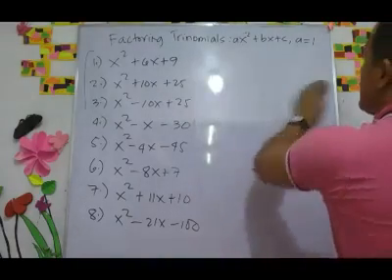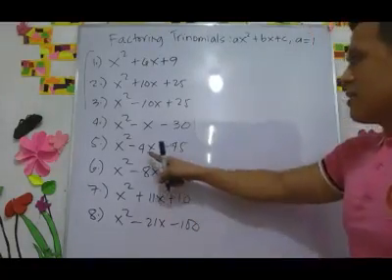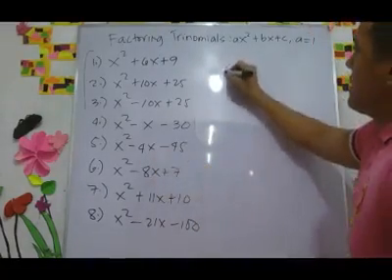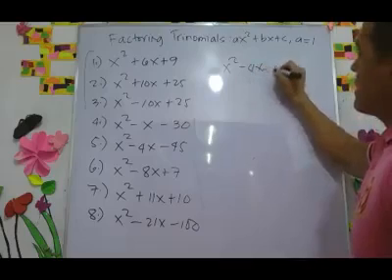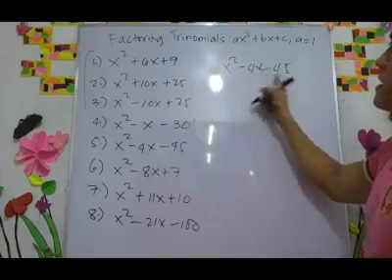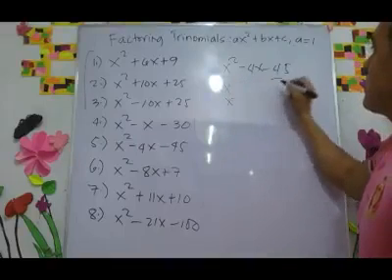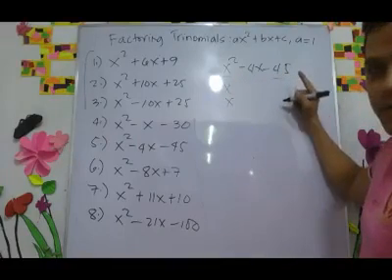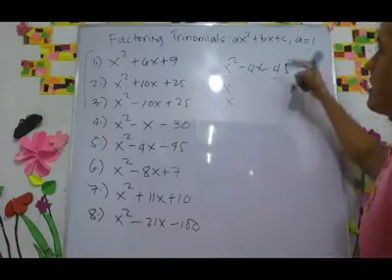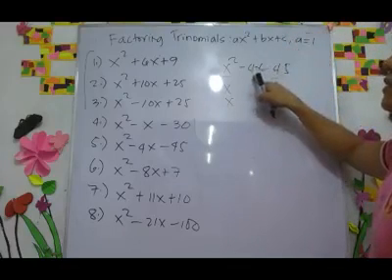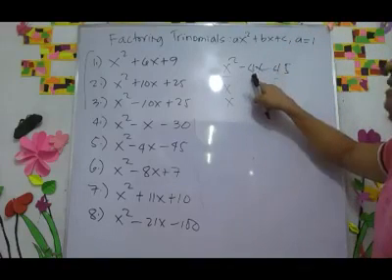Okay, next one. We have there x squared minus 4x minus 45. Now, if you're going to factor this one, first and last, so we have there x and x. What are the factors of negative 45? We have 15 and 3, but if you're going to deduct 15 and 3, it will give you 12, right? Which is not the middle term.